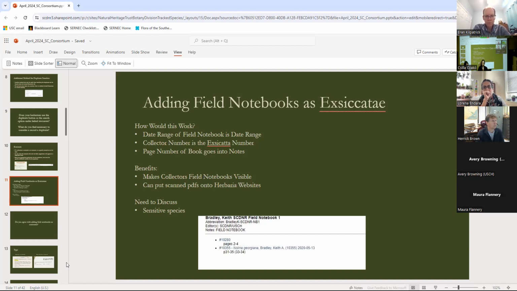The issue I'm going back and forth on right now is posting the PDFs of all the excerpts of the field notebooks publicly, because of the sensitive species and how to protect them.